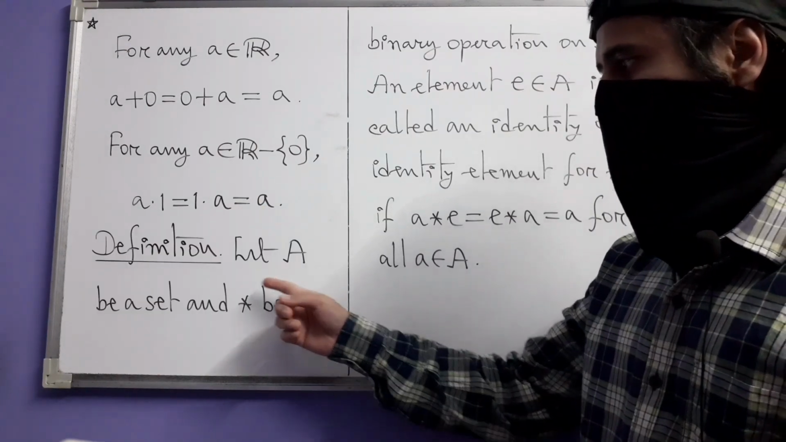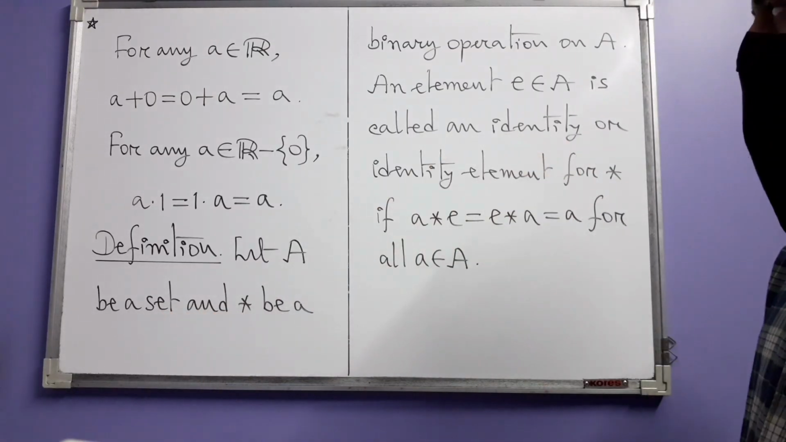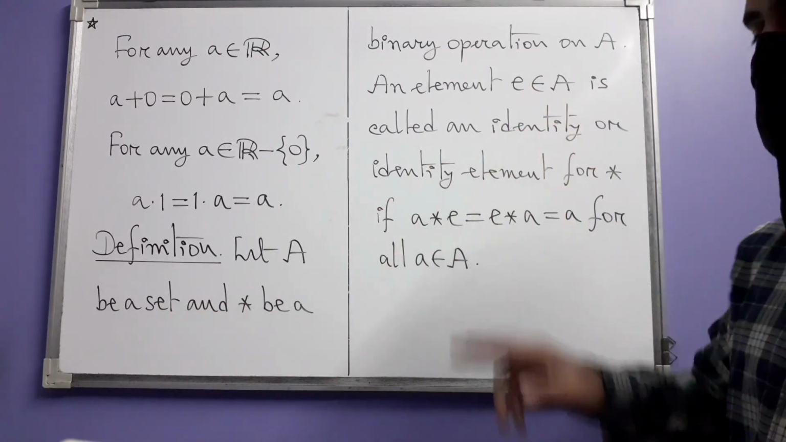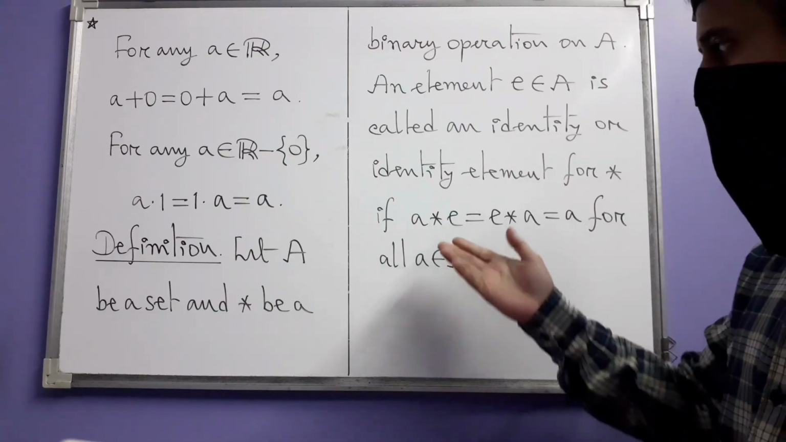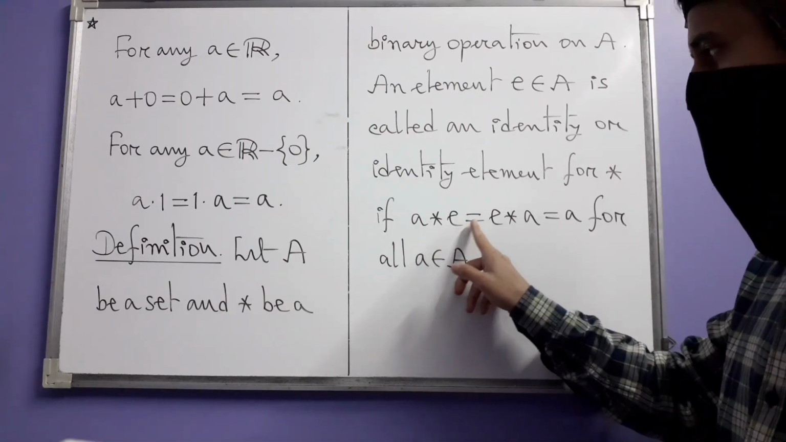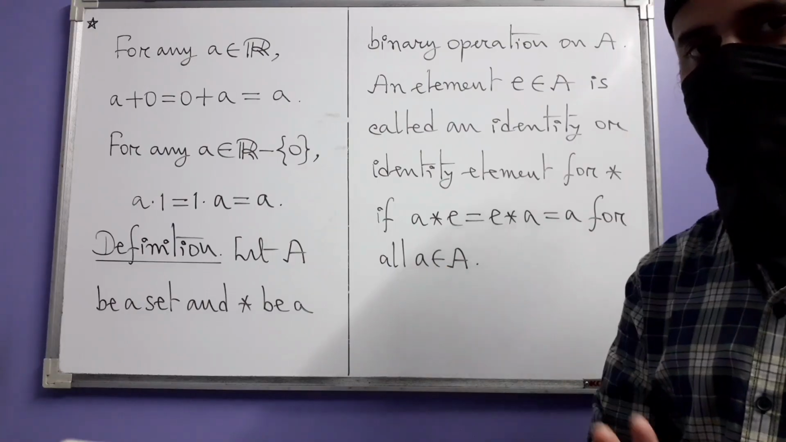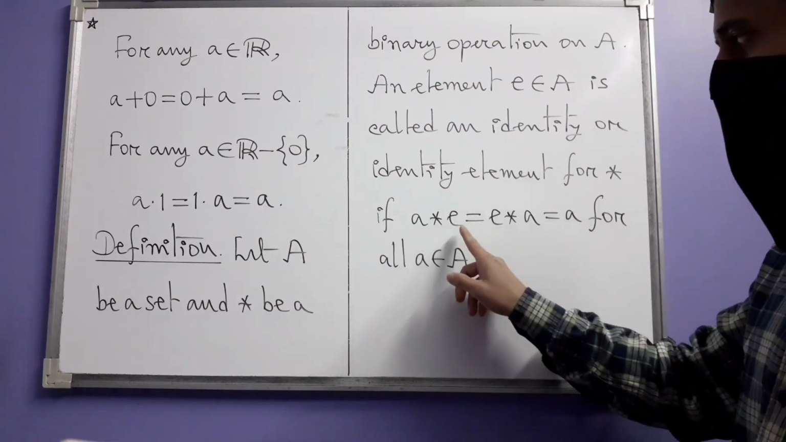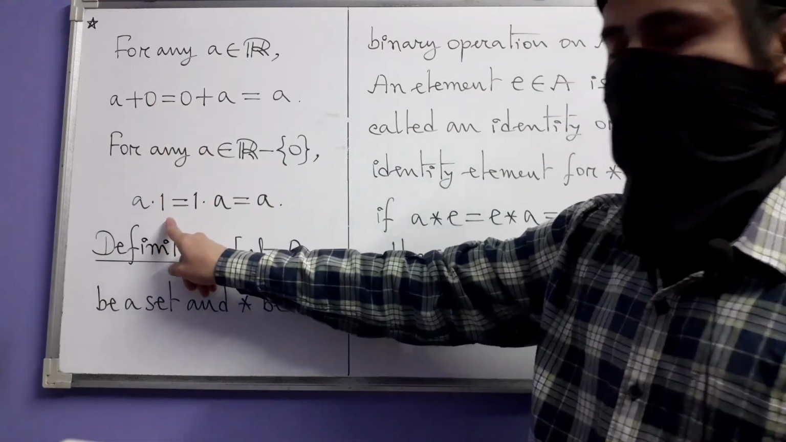Definition: let A be a set and star be a binary operation on A. An element E in A is called an identity or identity element for star if these conditions are true: a star E equals E star a equals a for all elements a in A. This E, in that sense, is like this 0 here or like this 1 here.